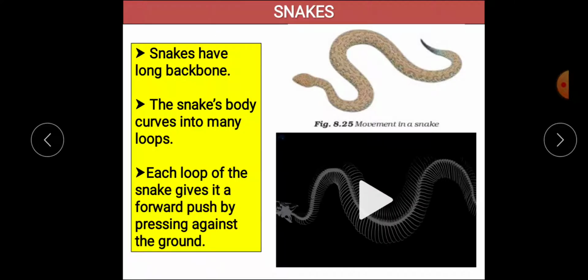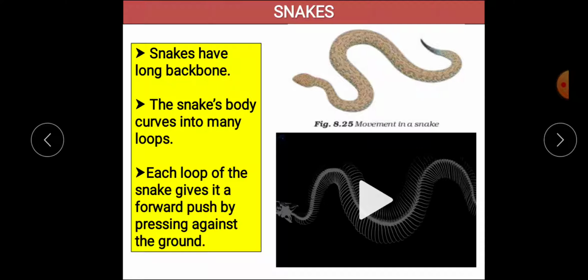Next is snake. Snakes also have a streamlined body. Can you see, children? Its head part is pointed, its tail part is also pointed, and in comparison the middle section is quite broader or wider, and such types of shapes are called streamlined. So snakes, birds and fishes have a streamlined body that helps them to move faster.